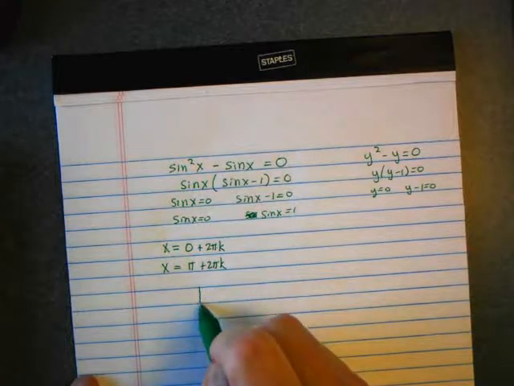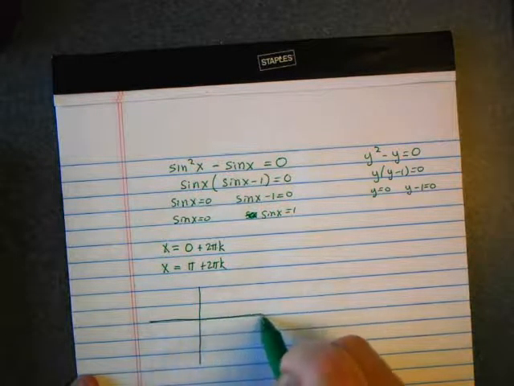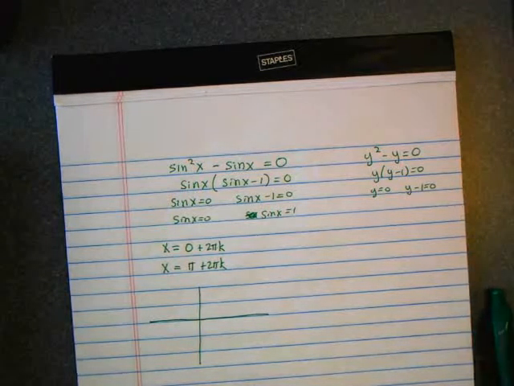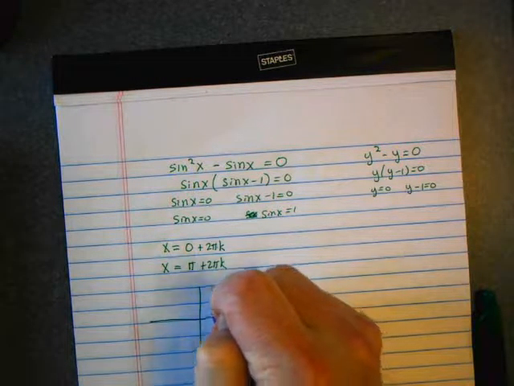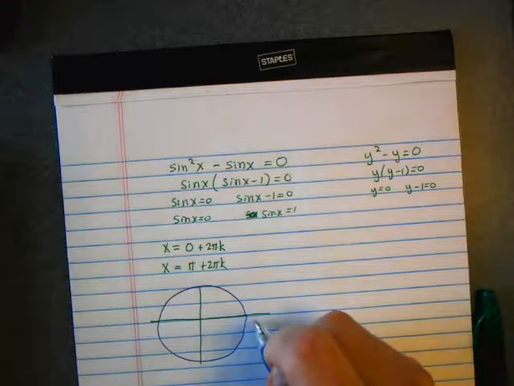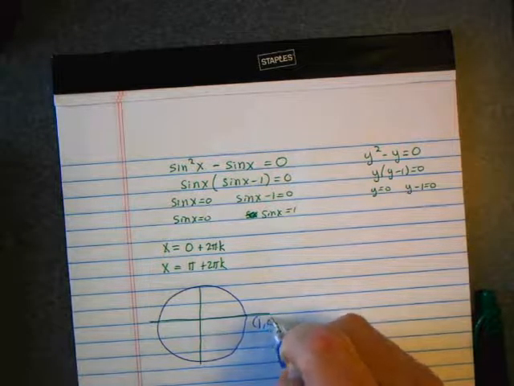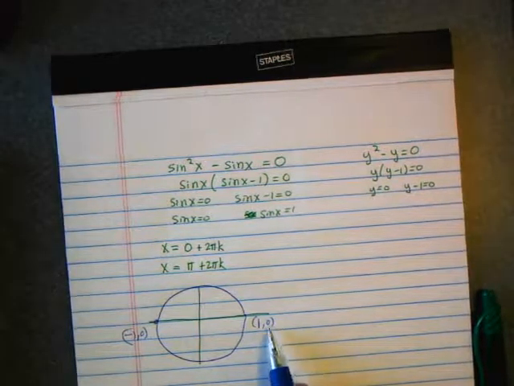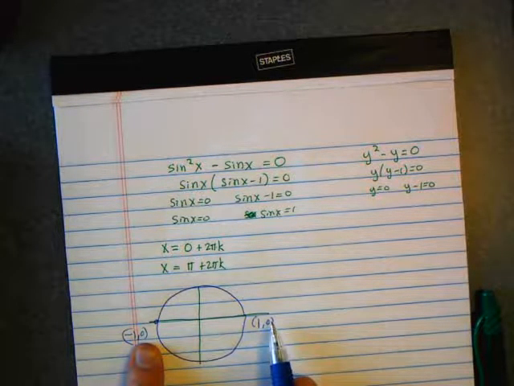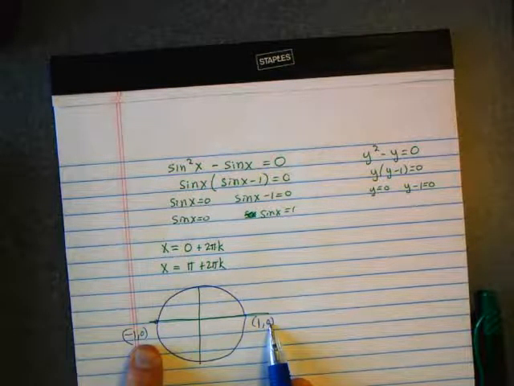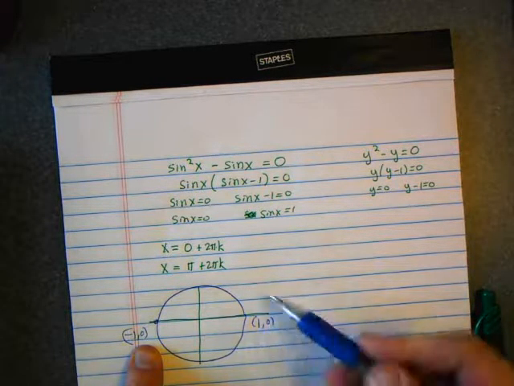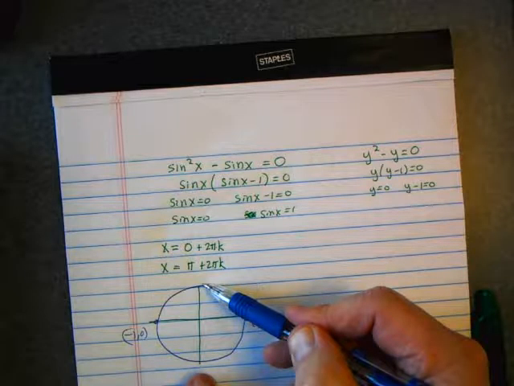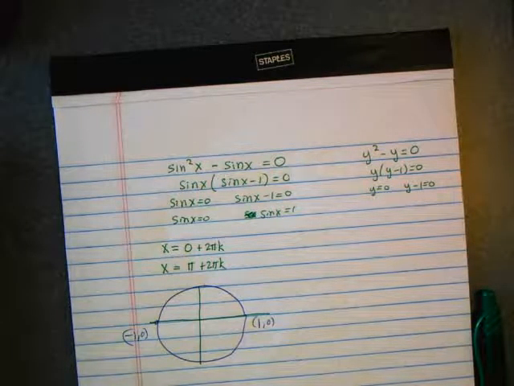All right, so you guys got to start remembering your unit circle. Remember, this is the point 1 comma 0, and this is the point -1 comma 0. So sine is the y number, so sine is 0 here and here. Where's cosine going to be 0? Pi over 2 and 3 pi over 2. All right, so we're halfway done.